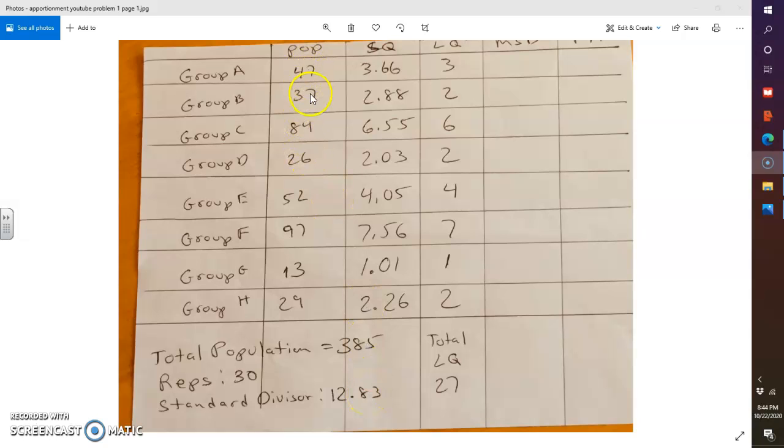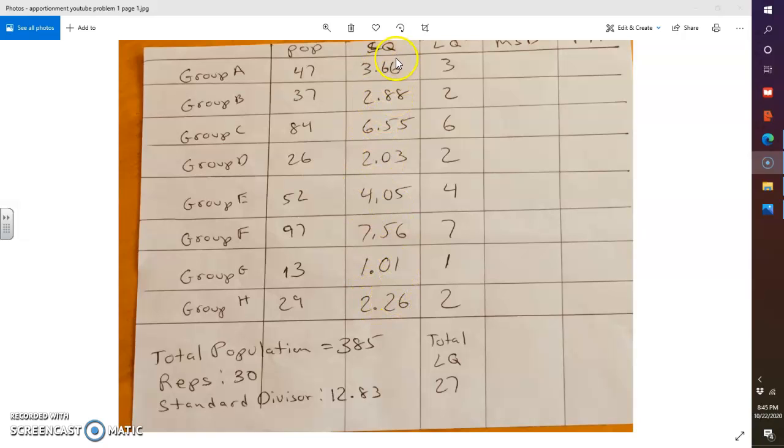And then I'm going to divide each of the 8 individual group populations by 12.83. So for example, 47 divided by 12.83 is 3.66. 37 divided by 12.83, 2.88. 84 divided by 12.83, 6.55. 26 divided by 12.83, 2.03. 52 divided by 12.83, 4.05. 97 divided by 12.83 is 7.56. 13 divided by 12.83 is 1.01. And 29 divided by 12.83 is 2.26. And that gives me my standard quota.